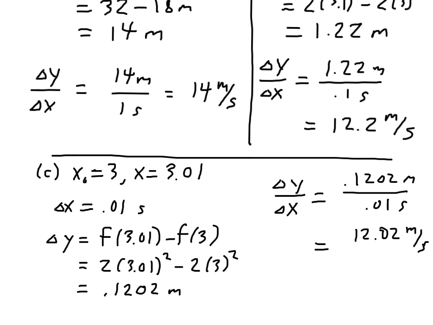In part C, we're working over an even shorter time interval, between 3 seconds and 3.01 seconds. So the time elapsed this time is only 1/100th of a second. The distance traveled will be f of 3.01 minus f of 3, which is twice 3.01 squared minus twice 3 squared, or about 0.1202 meters, so about 12 centimeters. The average velocity will be delta y divided by delta x, or 0.1202 meters divided by 0.01 seconds, or about 12.02 meters per second.